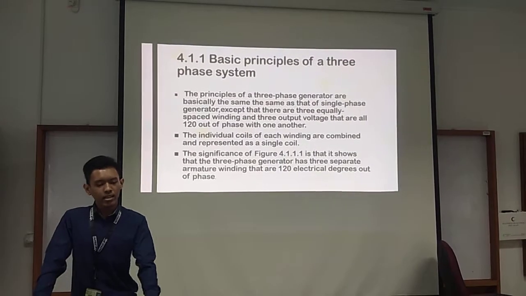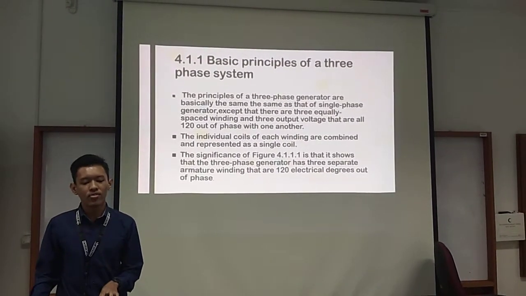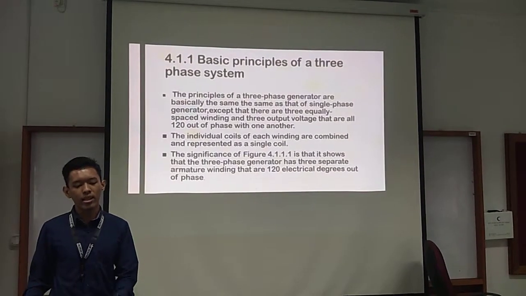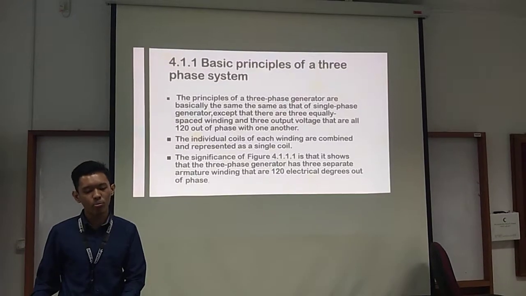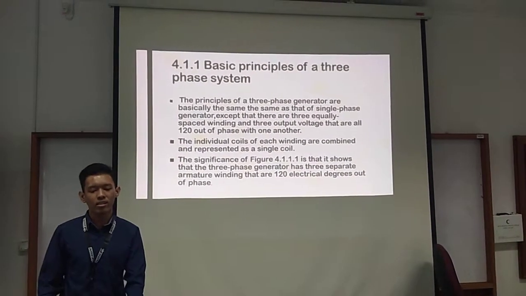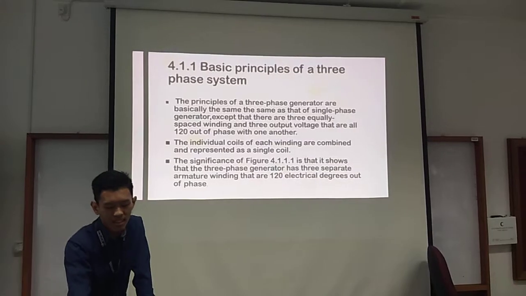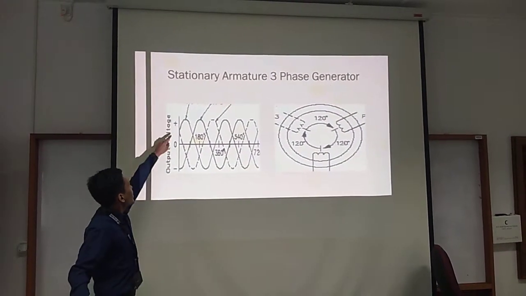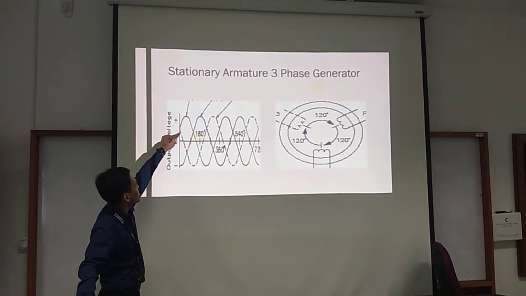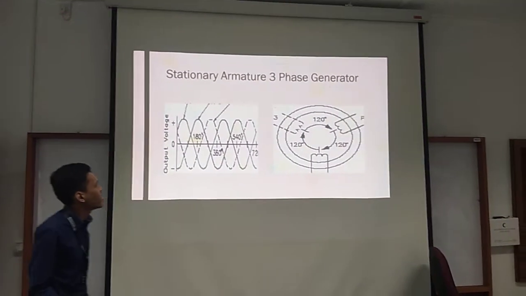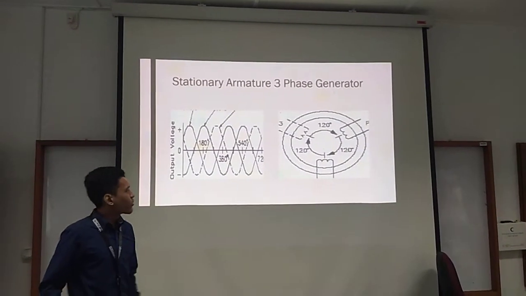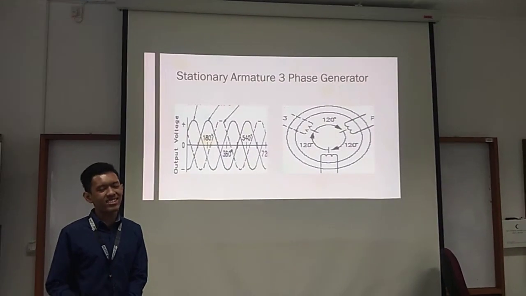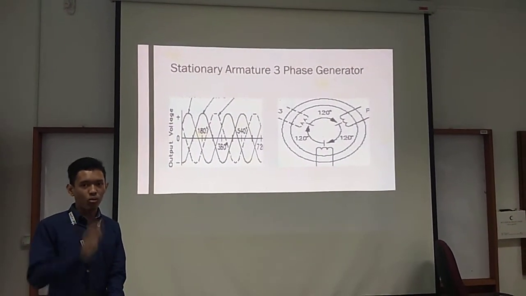The significance of figure 4.1.1.1 is that it shows that the three-phase generator has three separate armature windings that are 120 electrical degrees out of phase. You see that the first one shows the first phase, the second one shows the second phase, and the third one shows the third phase. And that's the 120 electrical degrees.